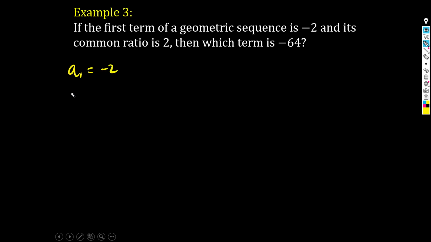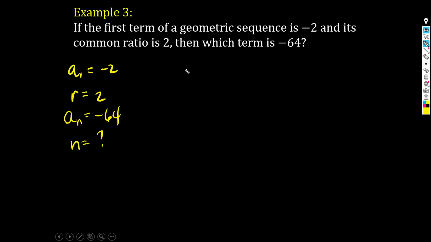What else do we know here? I know that r is 2. I know that a sub n, the nth term, is negative 64. But the question is, what is n? So, pause. Try it first. Pause the video and play again when you have a solution. Okay, you should have a solution by now.